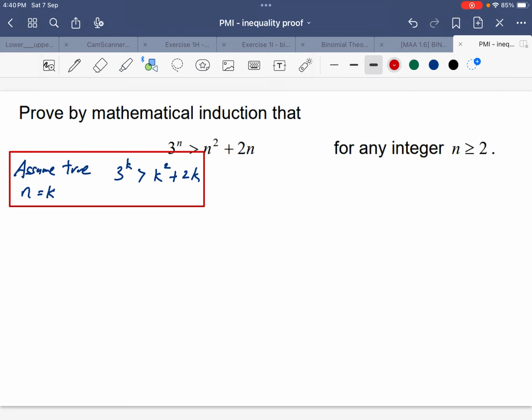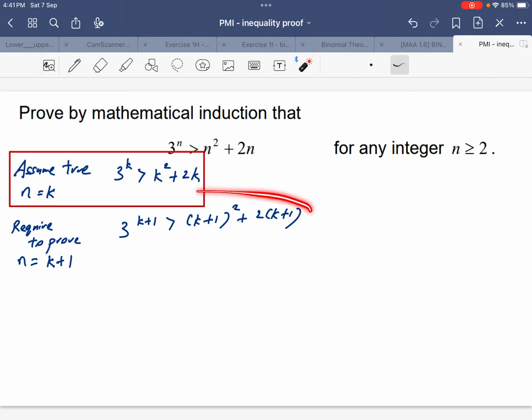Your working step should be emphasized on the next parts. Okay, we assume that this is correct. So what we do is we're going to prove that the next term is correct as well. What is the next term after k for any integer? Think. Next term after k for integer. It will be k plus 1. That's right. So we're going to replace k with k plus 1 and yep, there you go. So this is what you need to prove later on.